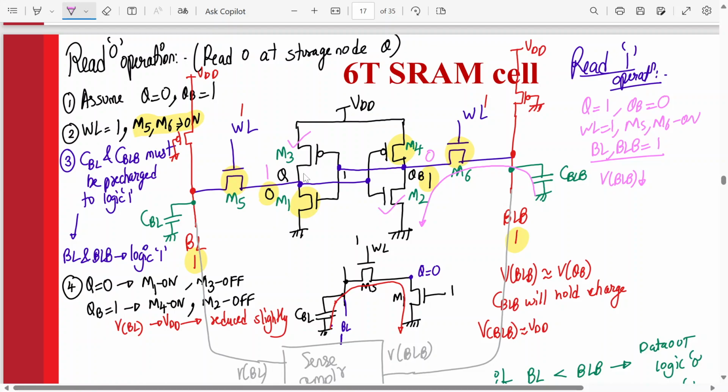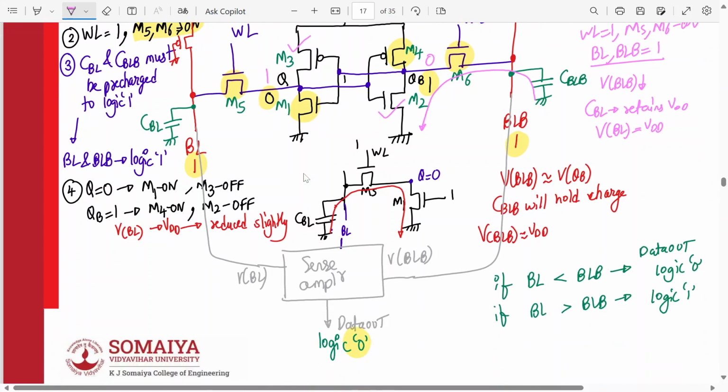Agree? Similarly, over here, M3 is on, and the voltage level here is 1 and here also it is 1. So there is no voltage difference between Q and BL. What will the capacitor do? The BL capacitor will retain the charge, will retain the VDD level. That means the voltage at BL will remain VDD, whereas the voltage at BLB will fall down. So here it is almost VDD, and here it is less than VDD.